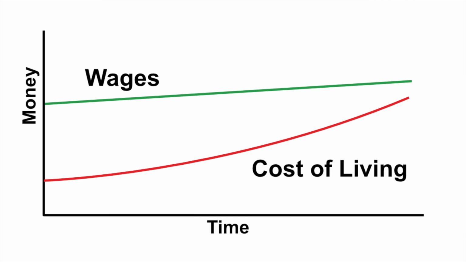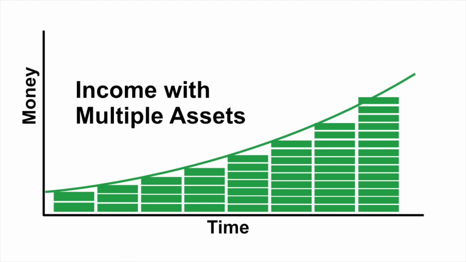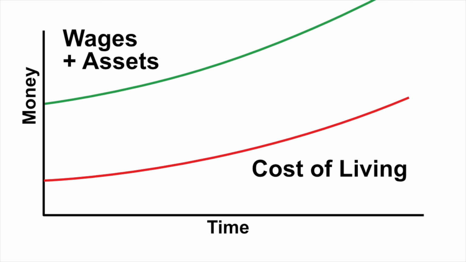Now, this is why we need assets. Here is your income with multiple assets, and you can see it's actually going faster than inflation. And here's why. Remember the stacking method that I talked about, where we're stacking different assets. It doesn't have to be 2 and 3 and 4, but imagine year after year, month after month, we're stacking on assets more and more so that our income becomes more and more over time. Now, this is our wages plus the assets and the cost of living. You can see it goes up a lot faster, and this is what I did with a 9 to 5 plus assets: the cost of living didn't matter anymore.